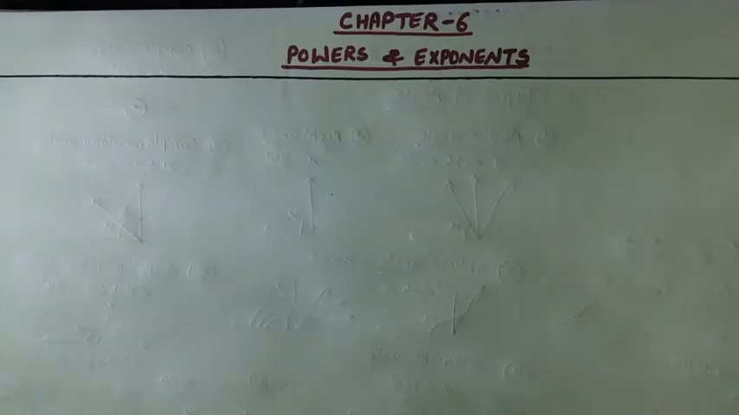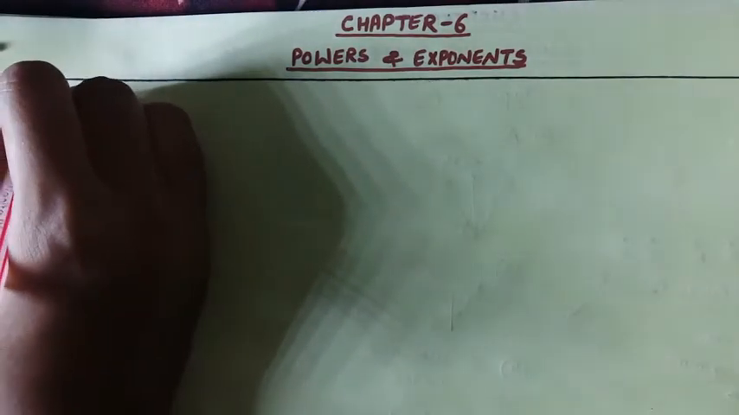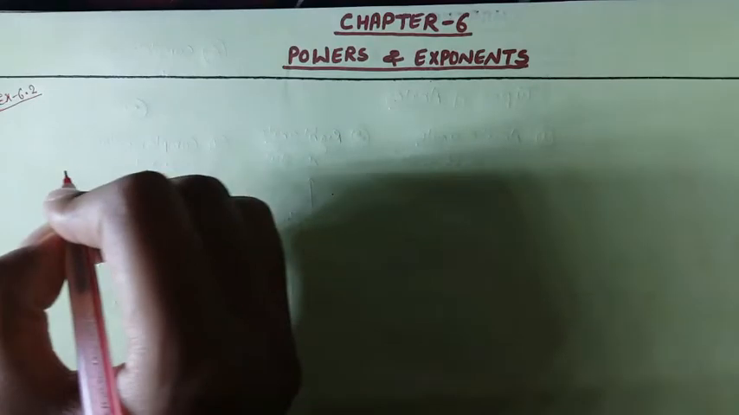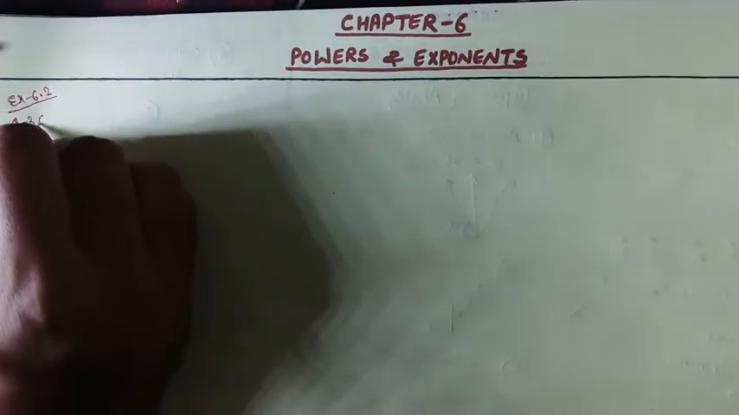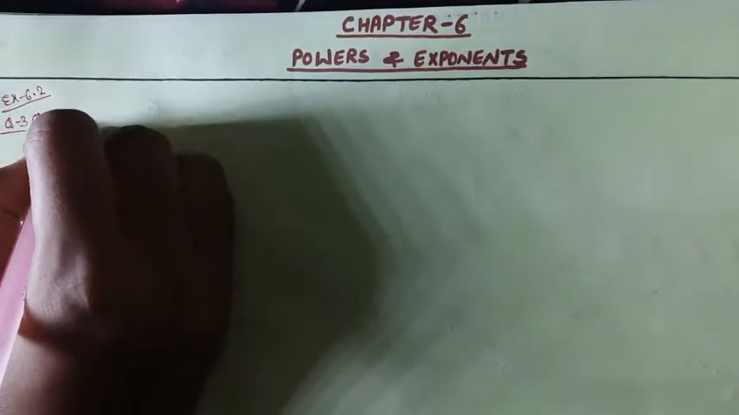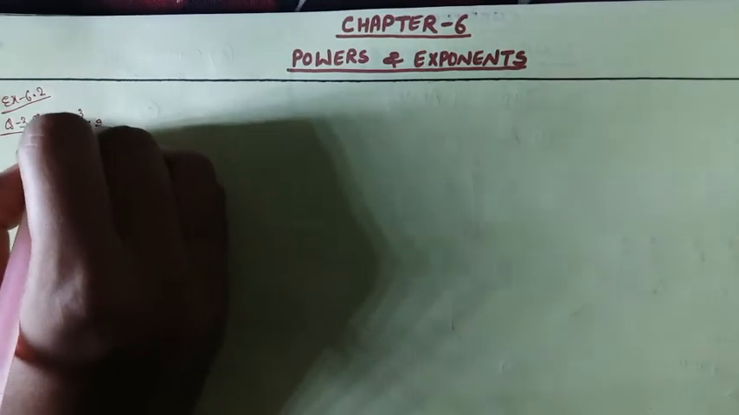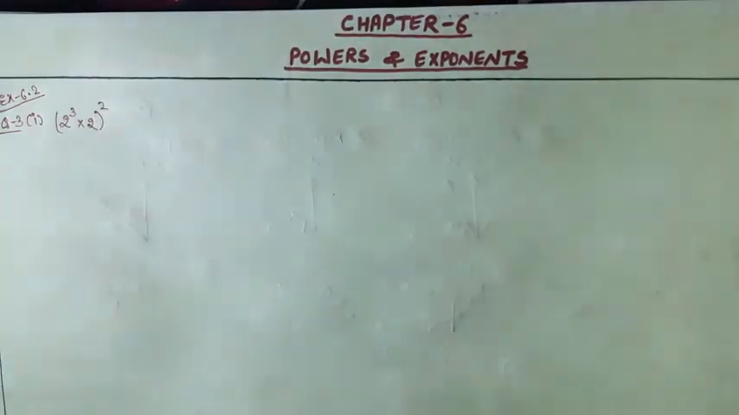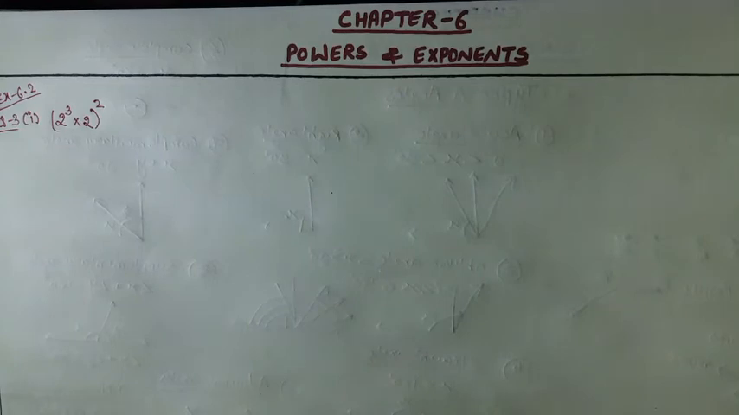Okay, then exercise 6.2. This question is of exercise 6.2 and it is on page number 95, and she is asking question number 3, first bit and second bit. Let's see what the first bit is and what the second bit is. In the first bit the question is: you have to simplify 2 to the power 3 into 2, whole power 2. You have to simplify this thing.